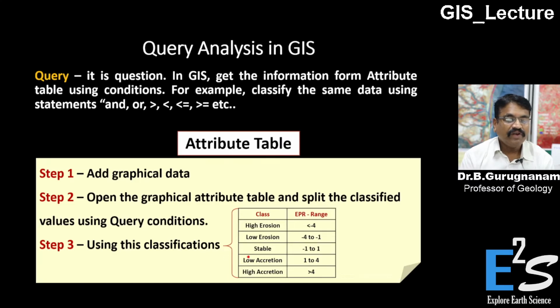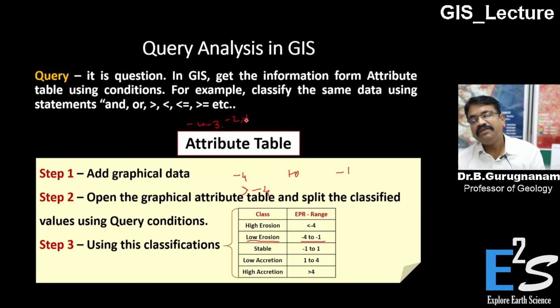So now look at how I am doing it. You have to take the database into the Excel file to check your data. Now low erosion is 0.4 to 0.1. What does it mean? 0.4, 0.3, 0.2, it's all minus, and -1, only up to -1. So -4, -3, -2. It is less than -4 to more than -1. Point -4, -3, -2, -1.